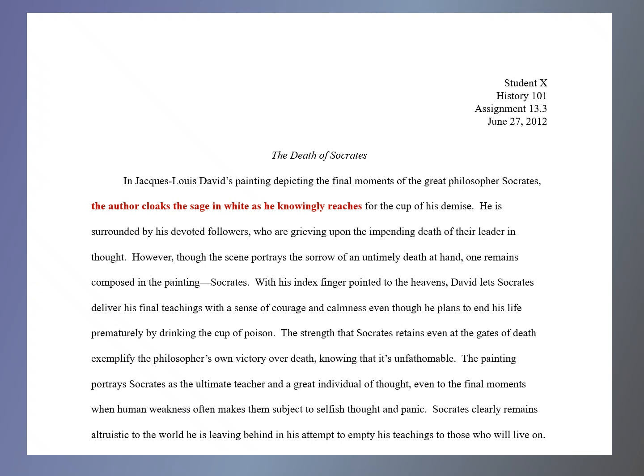Thus, we have changed the sentence to the active voice, as well as made a slight adjustment to the prepositional phrase to better specify who exactly is reaching for the cup. Another issue students often struggle with is wordiness. This seems to be a minor issue, but it often can make an essay difficult to read.